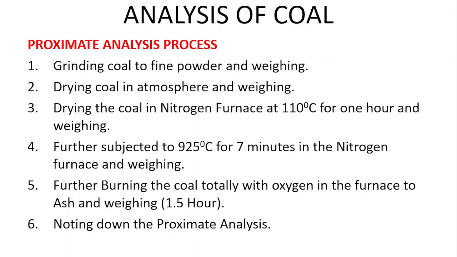The proximate analysis of coal, what is the process? First, grinding coal to fine powder and then weighing. Number 2 is drying coal in atmosphere and weighing. Number 3 is drying the coal in a nitrogen furnace at 110 degrees centigrade for 1 hour and then weighing. It is then further subjected to 925 degrees centigrade for 7 minutes in the nitrogen furnace and weighing. Then the fifth one is burning the coal totally with oxygen in the furnace to ash and weighing. Generally 1.5 hours it requires. And then number 6 is noting down the proximate analysis.